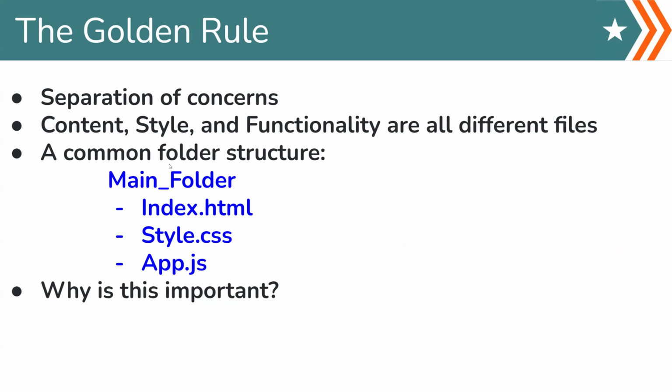You have your main folder, which would be your main project. You have your HTML file, notice .html. This is going to hold the actual content of your page. You have a different file specifically for your styling, hence the .css file. And then you have a different file specifically for your functionality, which is your .js file. Why is this important? Someone tell me.